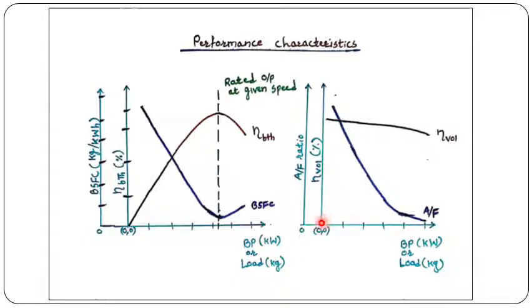You can also draw a graph of mechanical efficiency. Mechanical efficiency is 0 at 0 load, and it increases with the increase in load. So that trend can also be seen if you draw the curve of mechanical efficiency. So this is about the performance characteristics.